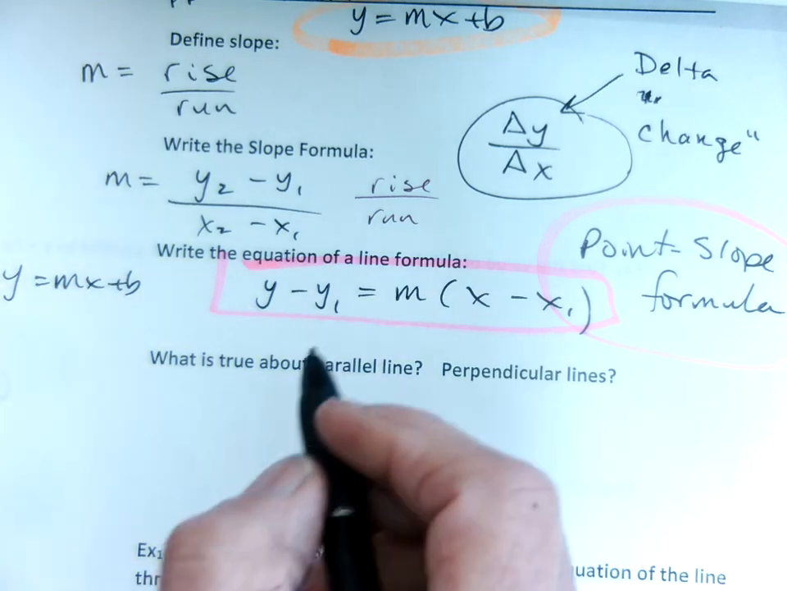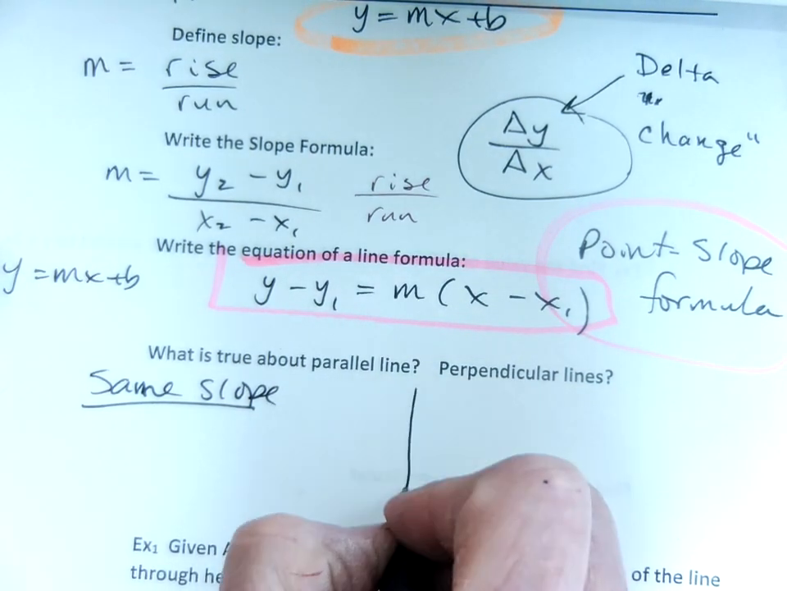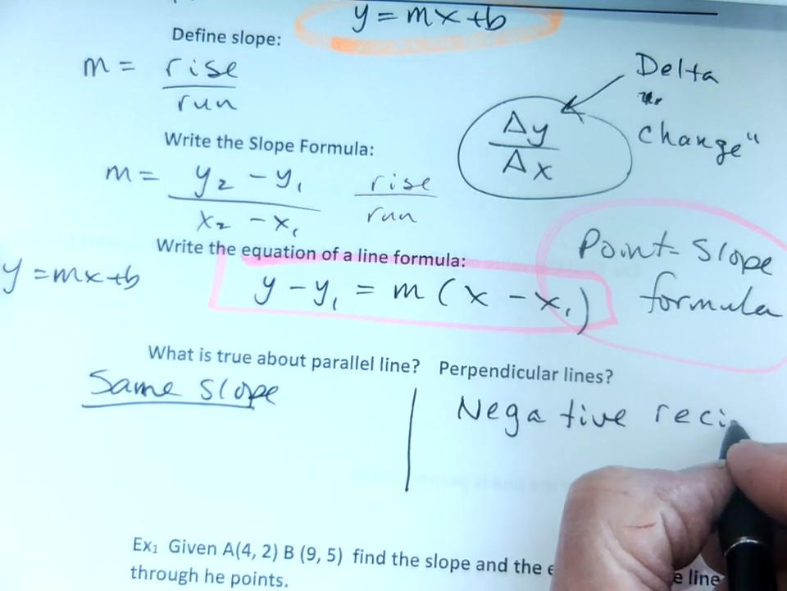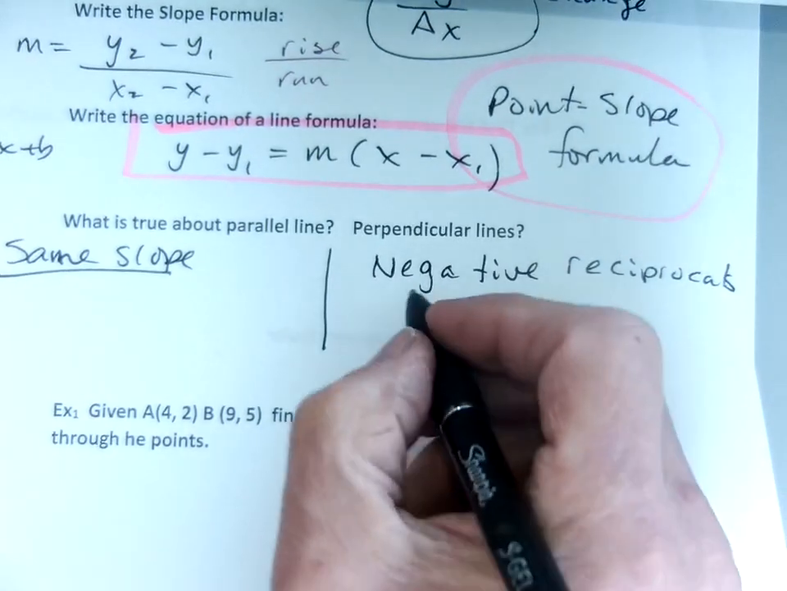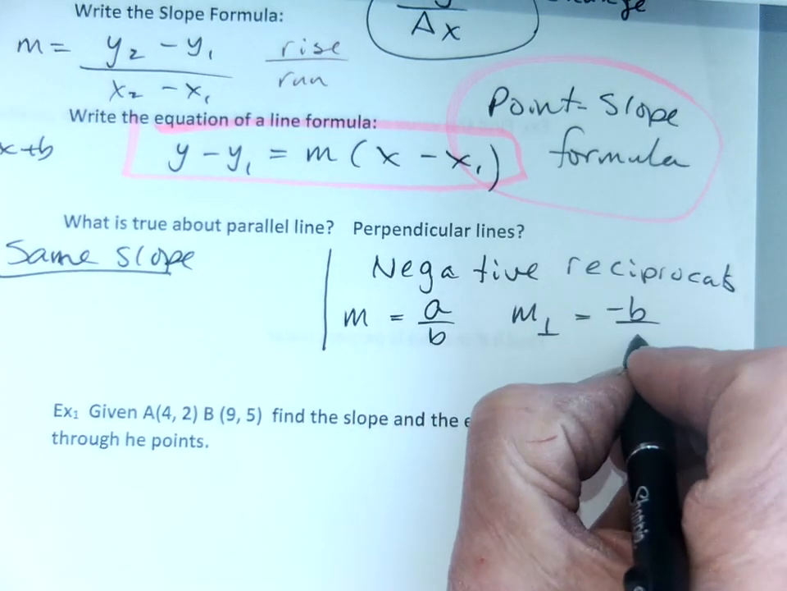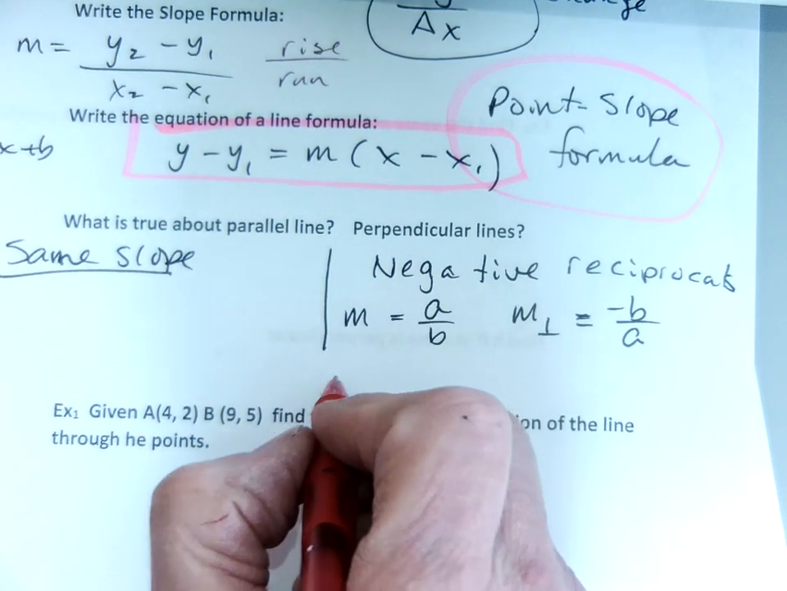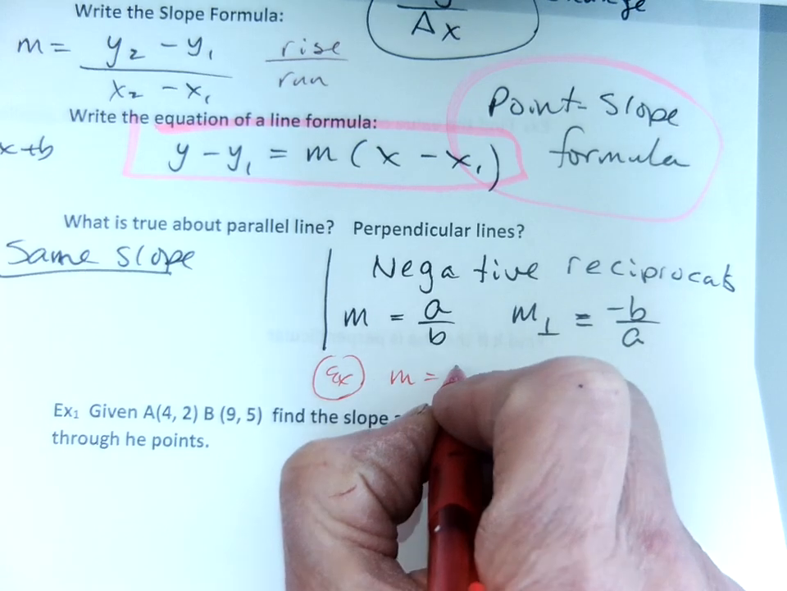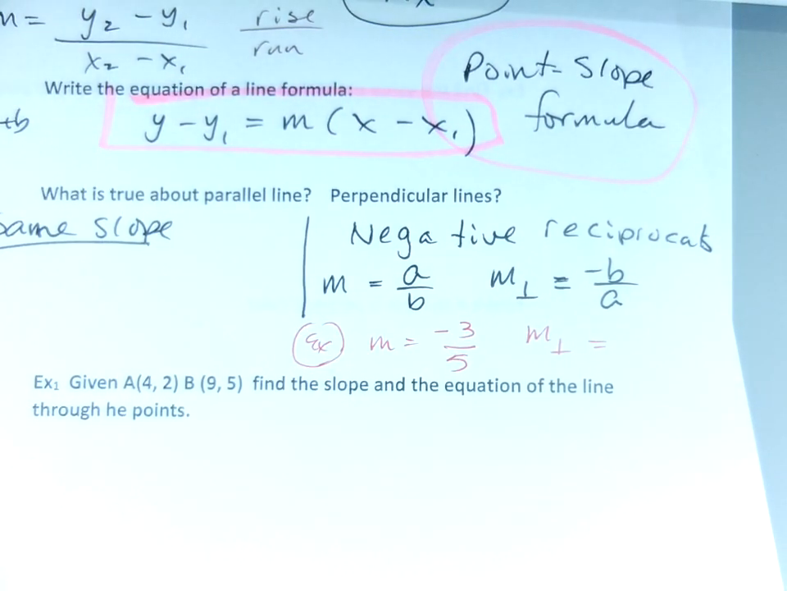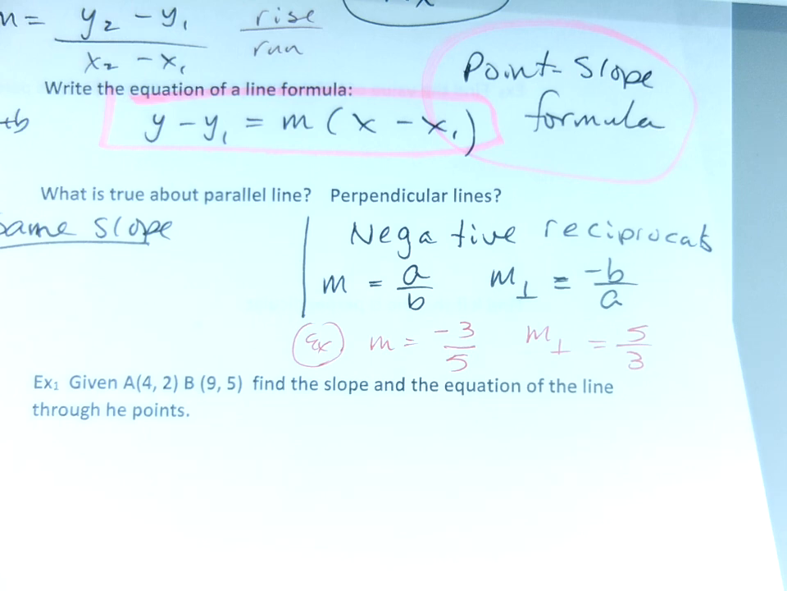So what's true about parallel lines? We already know this. Parallel lines have the same slope. We know that, right? Parallel lines have the same slope. Perpendicular lines are negative reciprocals. Okay? So if the slope of one is a over b, then the perpendicular slope is negative b over a, okay? And again, I like to give an example on that. It's always nice to see an example. So if I have one slope that happens to be, let's make it negative 3/5, then you tell me what would be the perpendicular slope. Yeah, 5/3, because the negative becomes a positive, right? So it just becomes 5/3. Okay, so it's upside down and opposite sign, negative reciprocal. Okay, thumbs up on that.